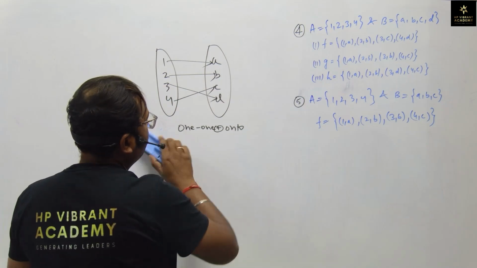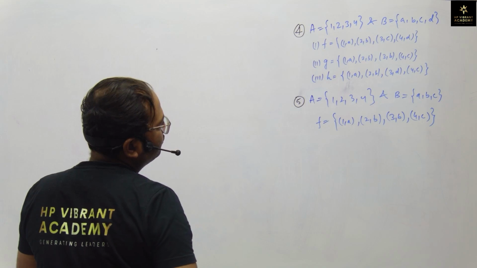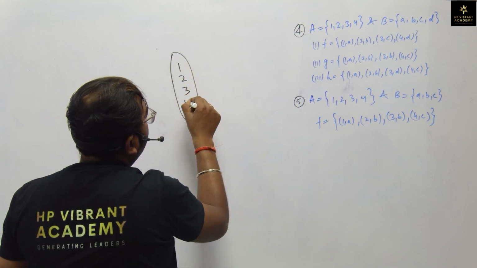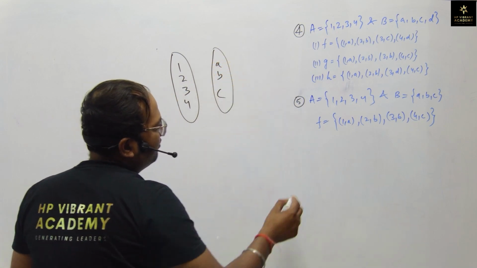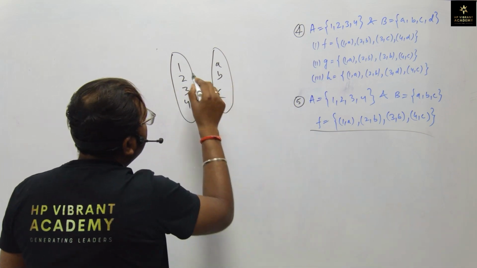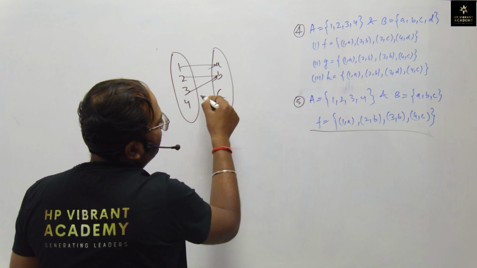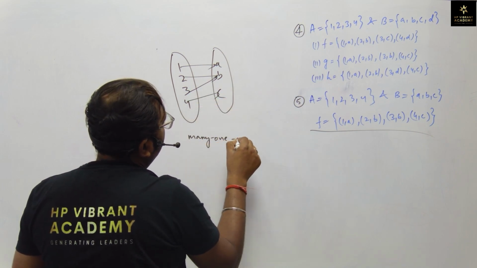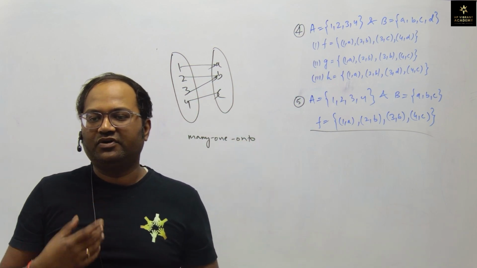Now let us discuss question number 5. So the elements in set A are 1, 2, 3 and 4. In set B we have A, B, C. Let us do the mapping. F: 1 goes to A, 2 goes to B, 3 goes to B, 4 goes to C. So this is many one onto. Okay, so this is all about the problems on the types of function. Thank you.